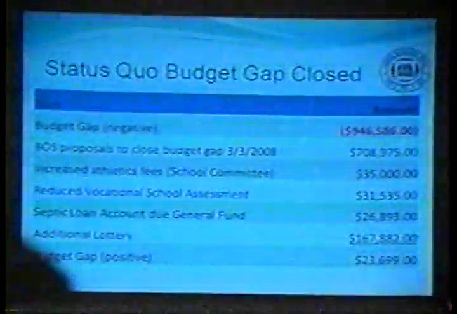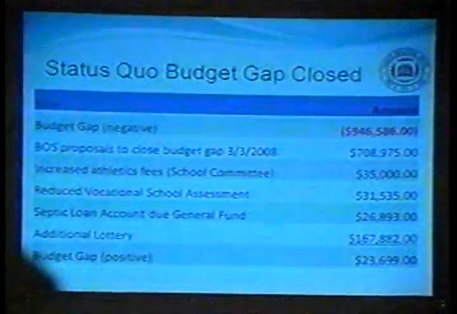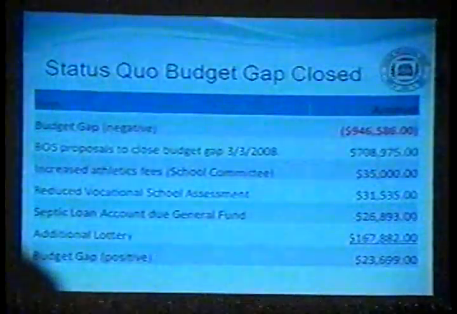I can't say enough for these two gentlemen. They have been behind us 100%. And some of that will be revealed as I go forward with this budget.